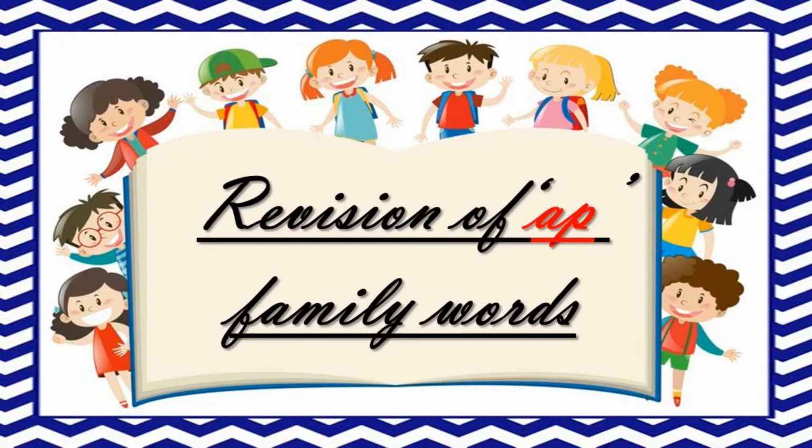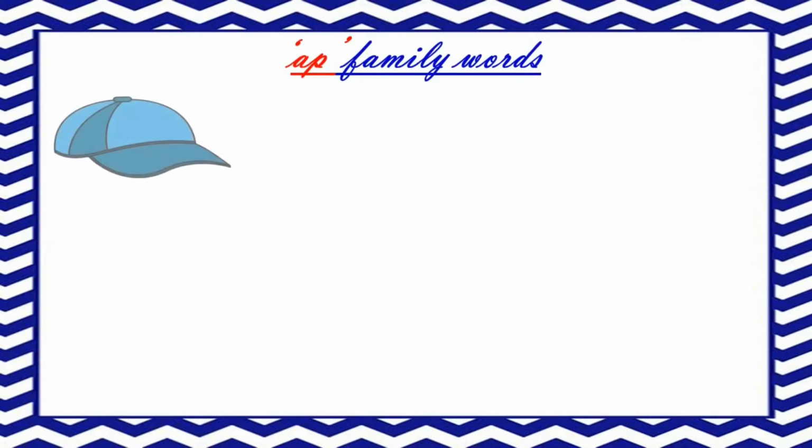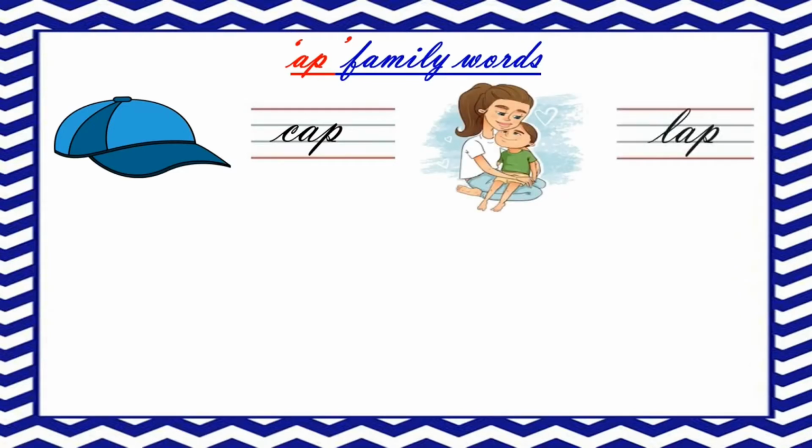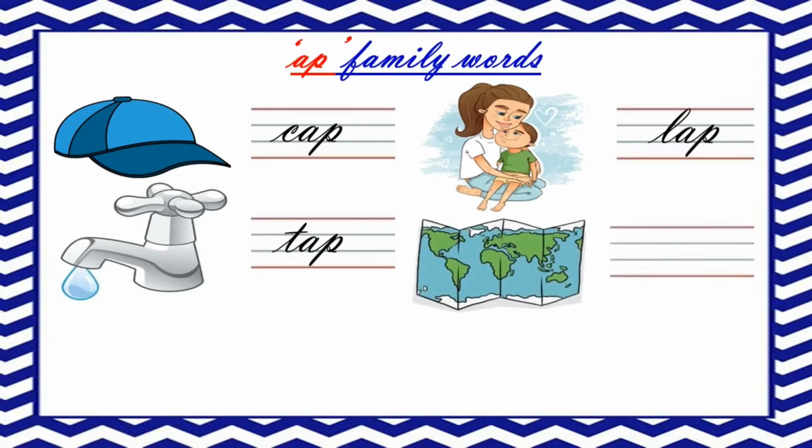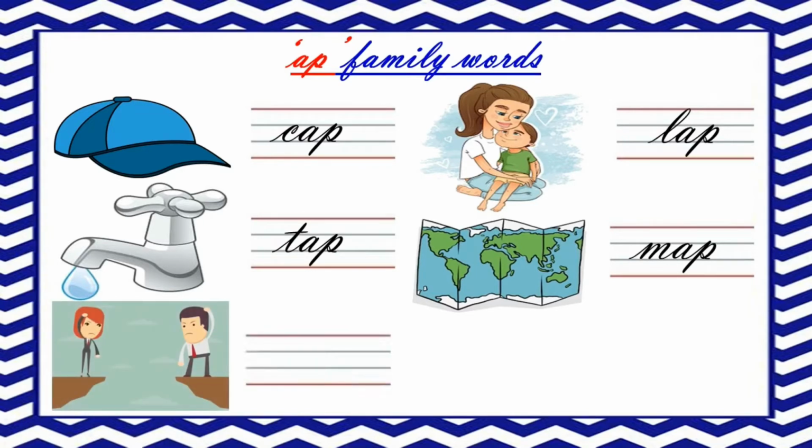Next, we are going to do revision of ap family words. Cap. Children, this is the picture of cap. C-A-P, cap. Next, lap. L-A-P, lap. As you can see, the boy is sitting on his mother's lap. Tap. T-A-P, tap. Next, map. M-A-P, map. Gap. G-A-P, gap. Nap.